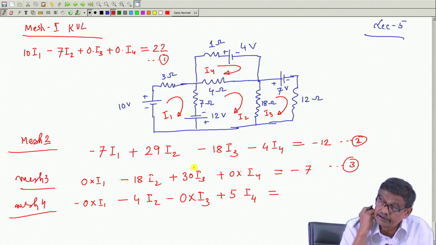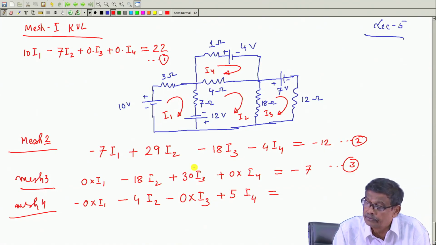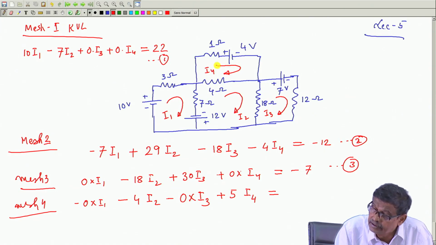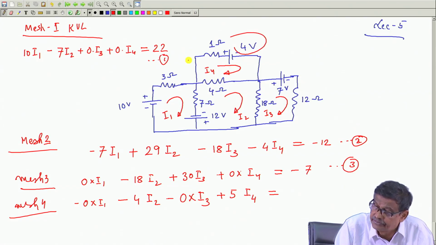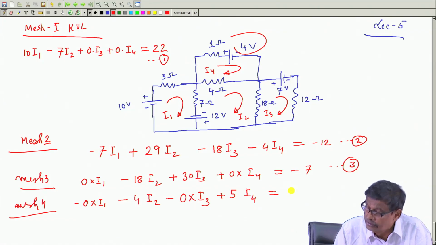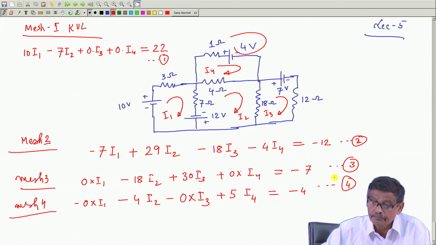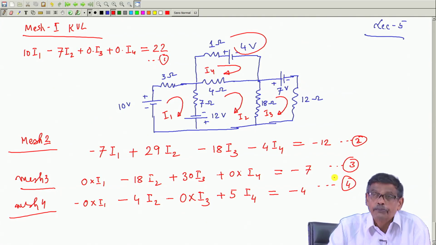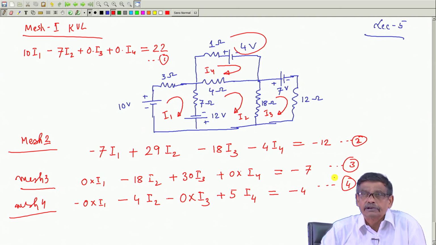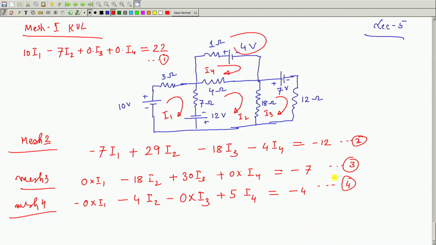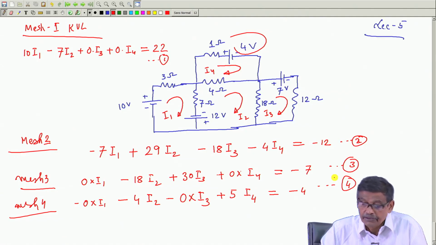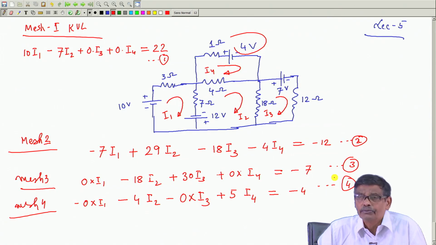So, all the mesh current drops have been taken into account. On the right hand side, sources in mesh 4, the source is this 4 volt and its direction is opposite to this arrow, so, current direction arrow. So, it should be minus 4. This is the 4th equation. These 4 equations are independent algebraic equations involving the 4 unknowns, and these 4 equations can be solved.